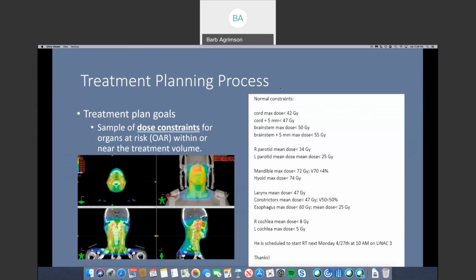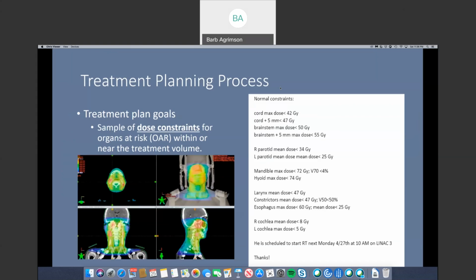So in addition to the treatment prescriptions, there are often additional planning goals that we strive for. These are often the dose constraints to structures that are near or overlapping with targets. The term given to these structures is OARs, or the organs at risk. These cases can really challenge the planning process. In the slide that you see here, there's a list of dose constraints based on the previous slide of the head and neck prescription case.